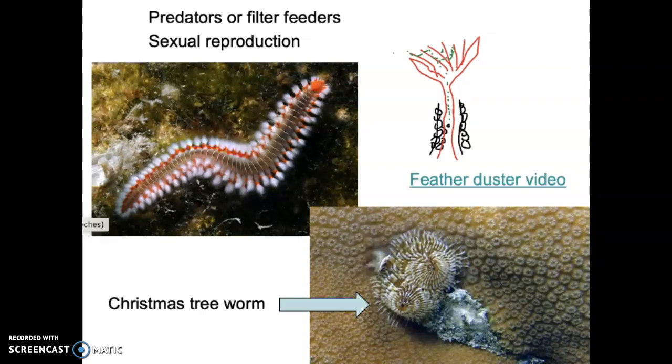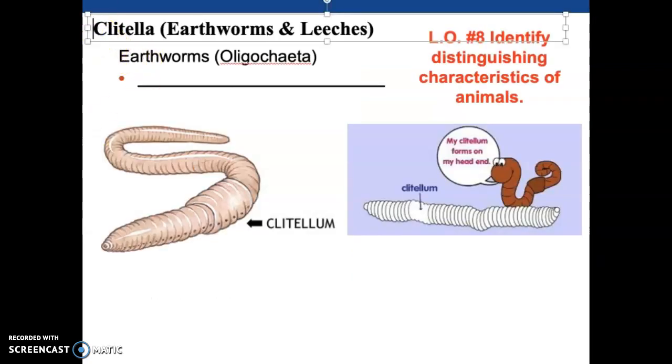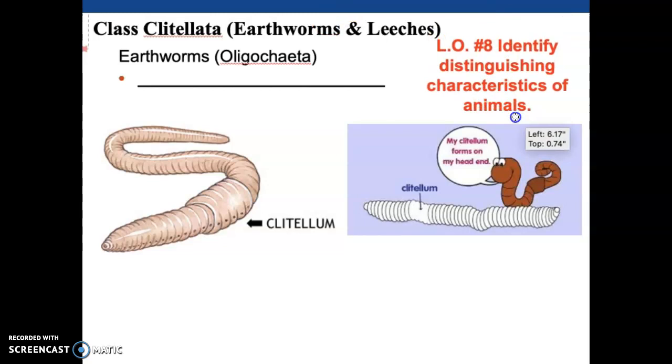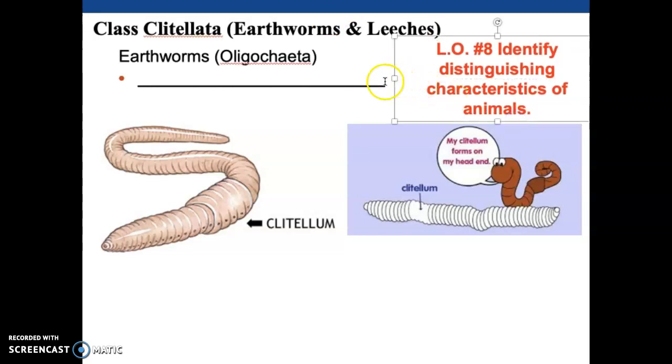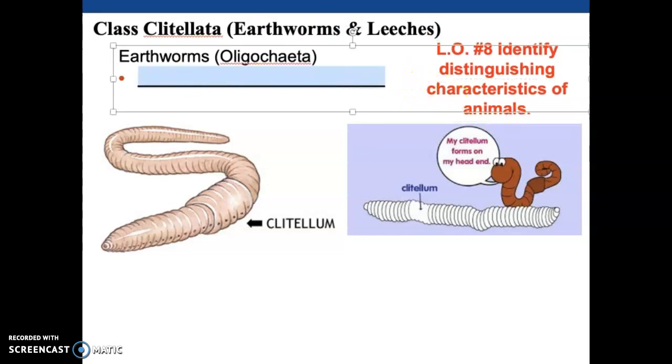The second class is Clitellata. These are the earthworms and leeches. As I mentioned before, traditionally earthworms were classified as Oligochaeta and the leeches as Hirudinea. Reorganization has moved them together.